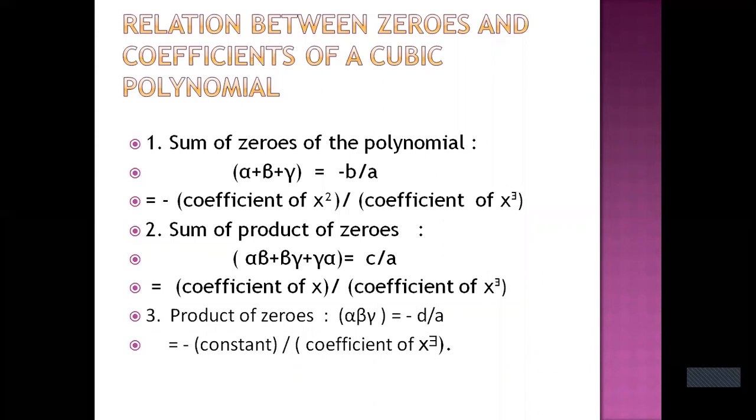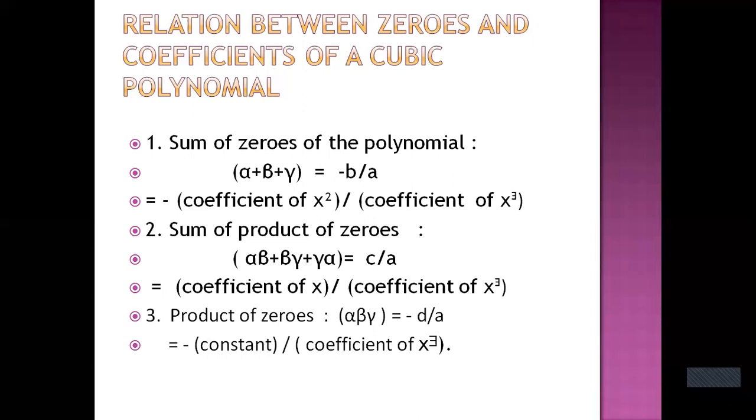The sum of zeros of a cubic polynomial, that is alpha plus beta plus gamma, is equal to minus b by a. That is nothing but minus of x square coefficient by x cube coefficient. Now the sum of product of zeros, that is alpha beta, beta gamma and gamma alpha, is equal to c by a. From zeros it is alpha beta, beta gamma and gamma alpha, and from coefficients the formula is c by a, that is coefficient of x by coefficient of x cube.